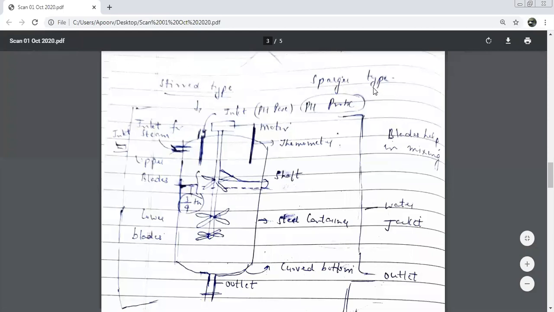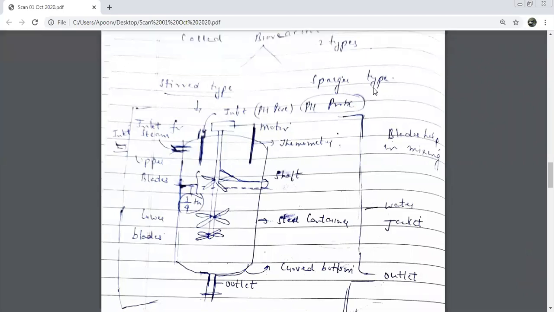How many types of bioreactors are there? Two types: stir type and sparger type. This one which you see, which type is this? Stir type. You can identify that this is stir type with the help of these blades. The stirring is being done with the blades. That is why we call this a stir type of bioreactor.